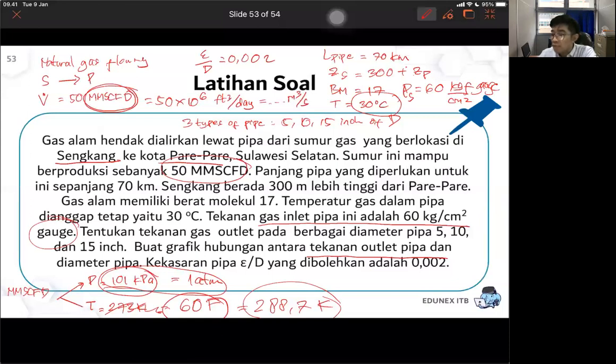So what you need to do about that, you need to convert first from MMSCFD, you convert into cubic meters per second. But remember, that is in this condition, 1 bar and 288.7 Kelvin. You need to convert into the flow rate, cubic meters per second, at 60 kilogram force per square centimeter gauge and 30 degrees C. How you do that? What kind of equation can we use to convert the flow rate into the actual condition?